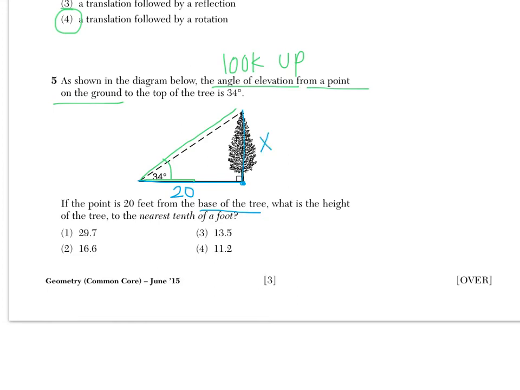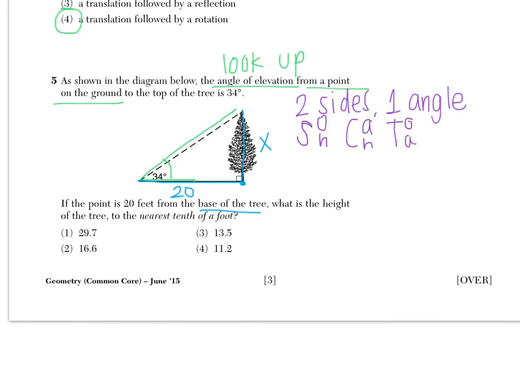So I'm going to choose to call that x. Notice how we marked up the figure as we read, because we had a lot of important information to figure out and mark up on the diagram in order to figure out the answer to this problem. Because I have 2 sides and 1 angle, this tells me to use trig. So, SOHCAHTOA.